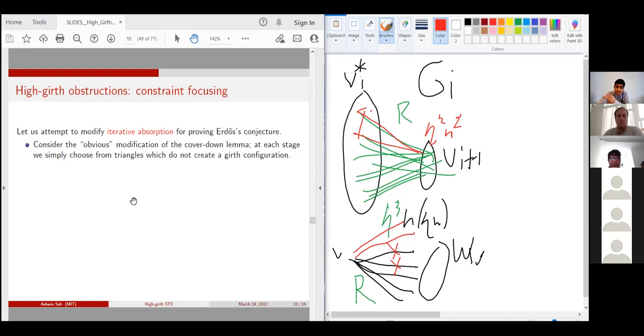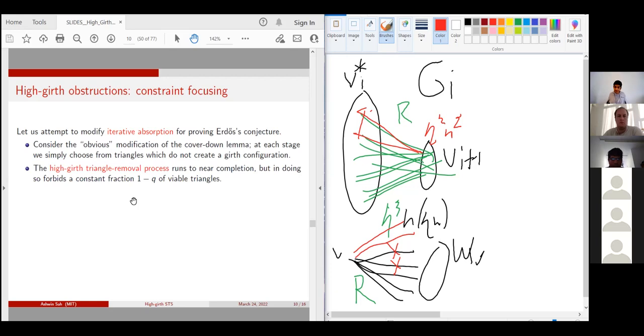So you could say, well, maybe you just do this. And for the matching problem, maybe there's enough space that you just also guarantee that you never hit a Girth configuration. And then, now I'm in a smaller set and a smaller set and so on and so forth. And maybe I just make the absorber at the end of time high Girth in some way, and maybe it all works out.